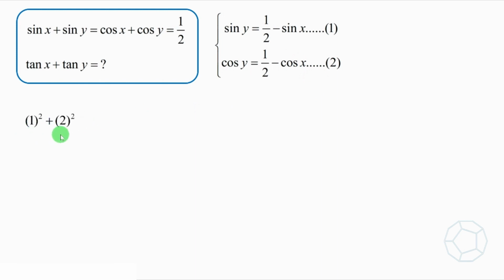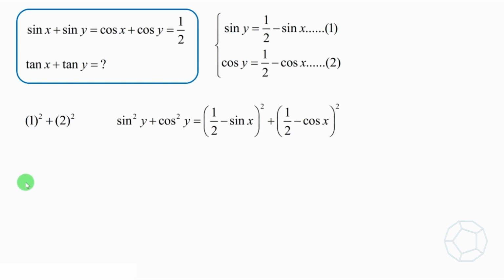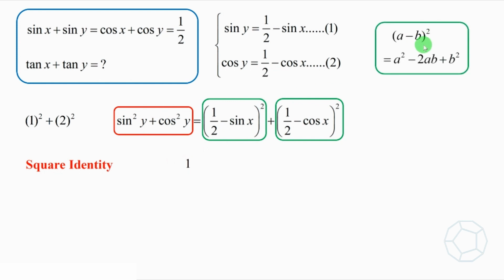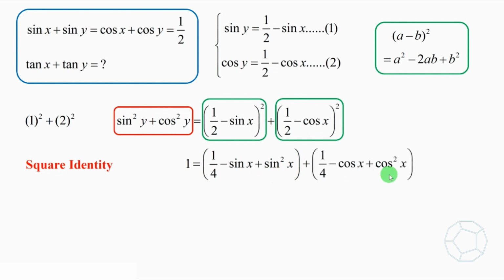Take the square of the two equations, then we add them up like this. The reason is that we can use square identity on the left-hand side. Sine squared y plus cosine squared y is equal to 1. For the right-hand side, both of them are perfect squares, a minus b whole square, which is a squared minus 2ab plus b squared. So expanding the first bracket, we have 1 over 4 minus sine x plus sine squared x. For the second bracket, we replace sine x by cosine x.